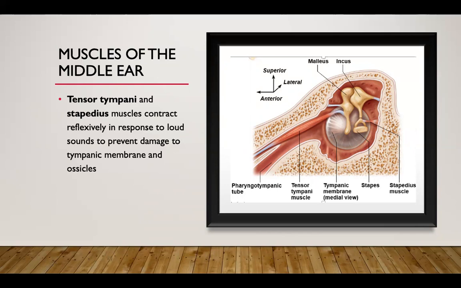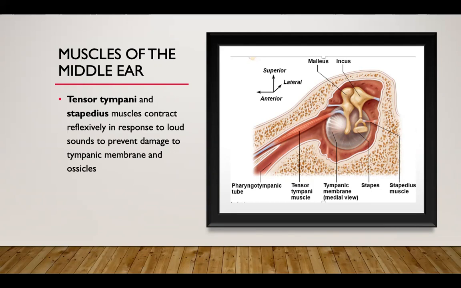So one of the ways that your body can protect itself against possible damage to these bones is by having these really tiny muscles called tensor tympani muscle and stapes muscle. They are visualized in this picture right here. That's your tensor tympani muscle connected to your malleus. And then the smaller one of the two is the stapes connected to your stapes bone.